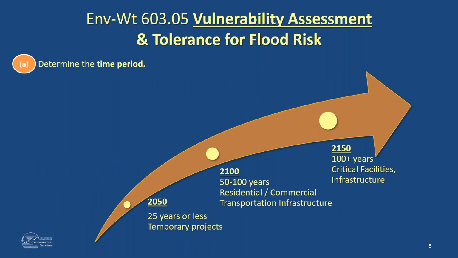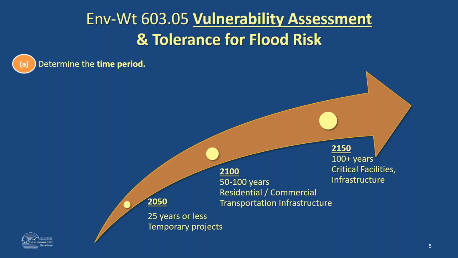So jumping into the rule, Env-Wt 60305, as Eben just alluded to, these vulnerability assessments are required for all projects in coastal areas. So any project that is subject to Chapter 600 requires a vulnerability assessment. So first, the rule follows this stepwise process that's very similar to the one Natalie went through yesterday, a little bit less detailed, but starting with determining the time period of your project or your asset. So over what period of time do you expect your project to last?